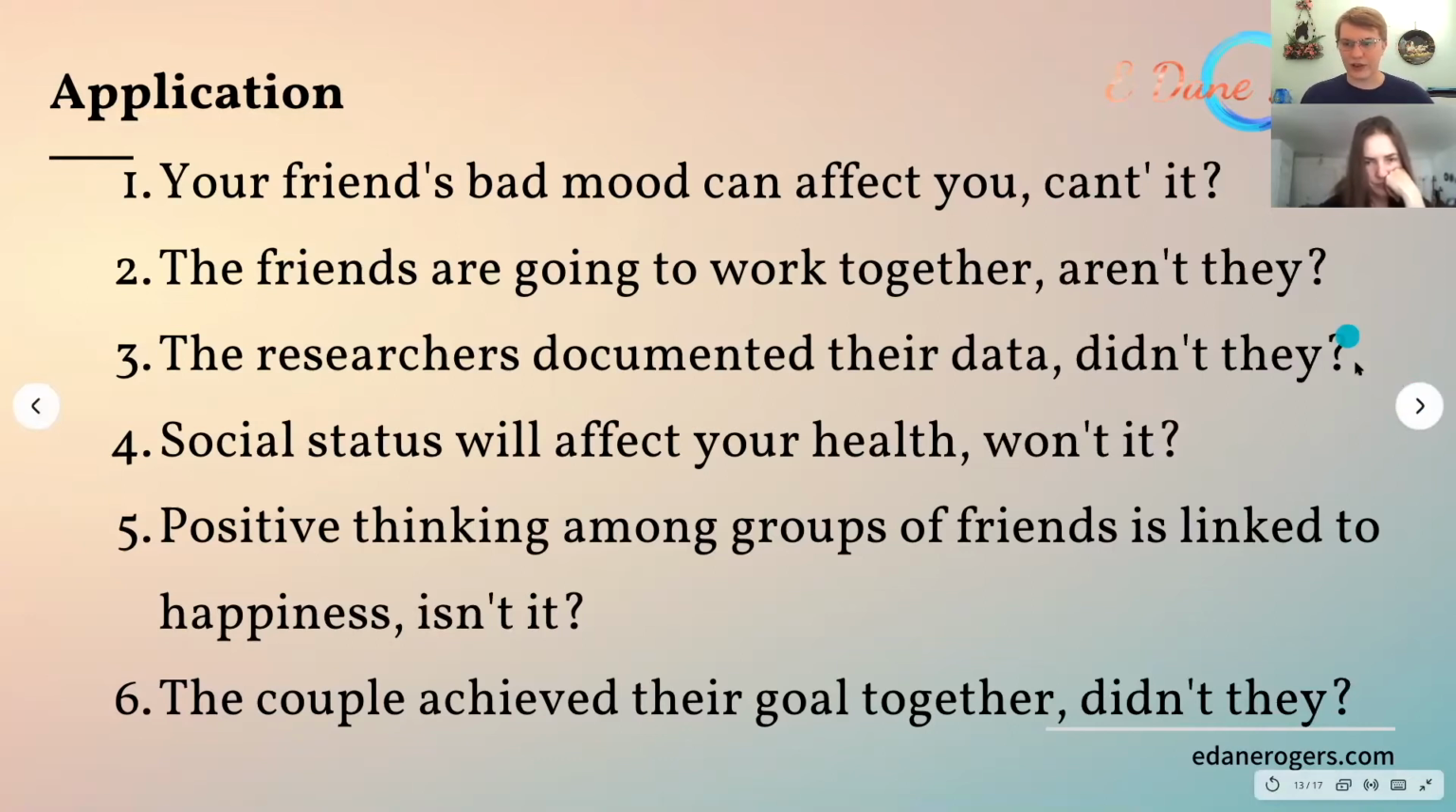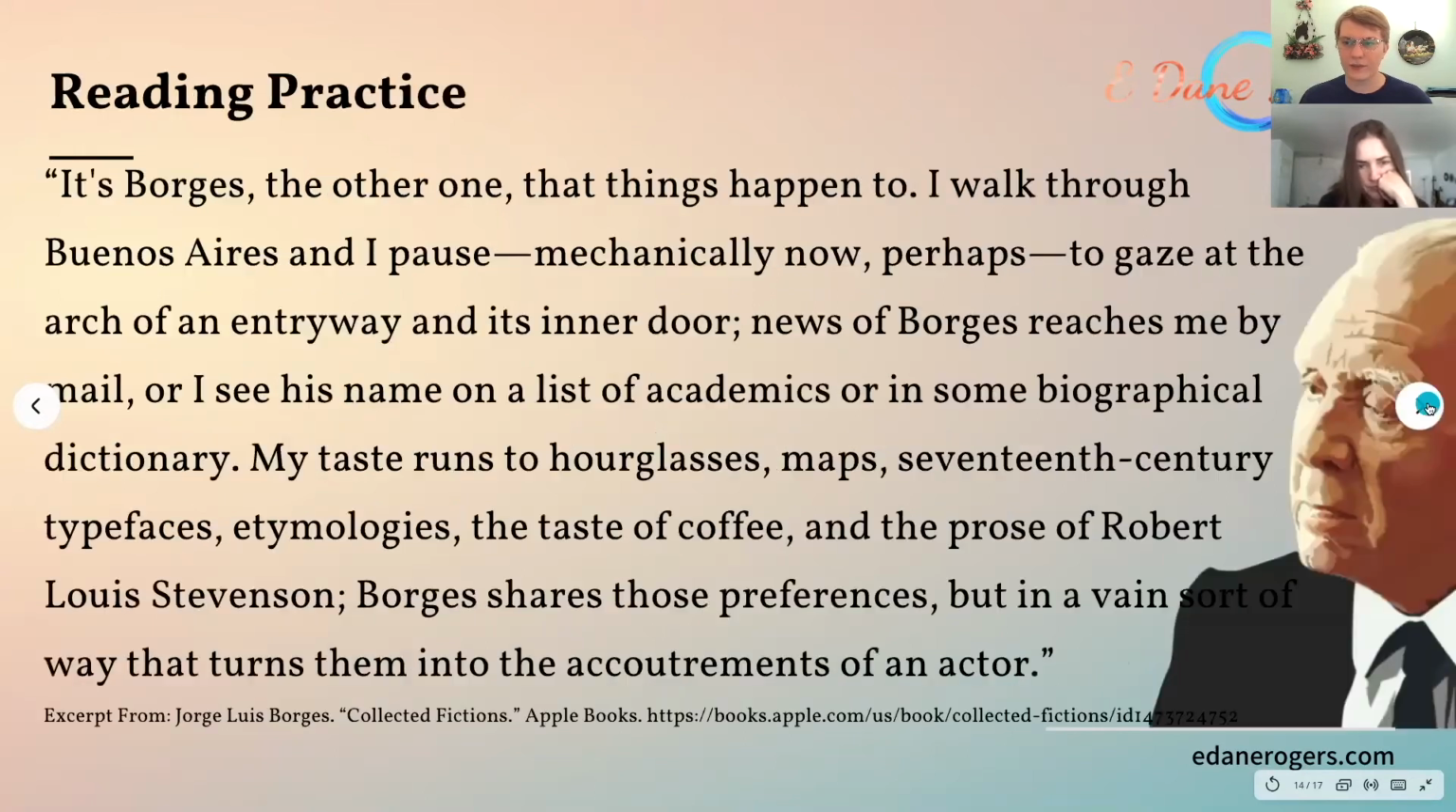Mm-hmm. Okay, and then we got all these correct, and then the last one was more challenging. It needs a plural tag question. Very good. All right, so the last thing we'll do for our pronunciation practice, reading through some of Borges' essays. So if you could read this paragraph from "Borges and I." Okay. "It's Borges, the other one, that things happen to."